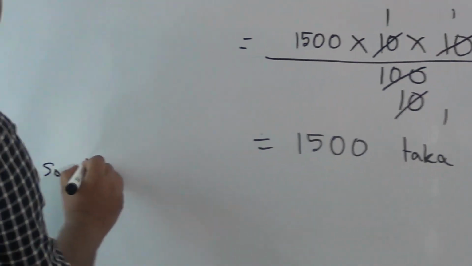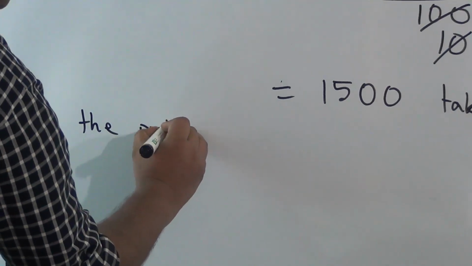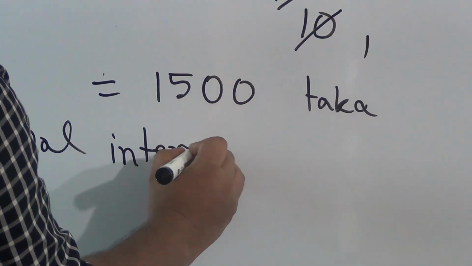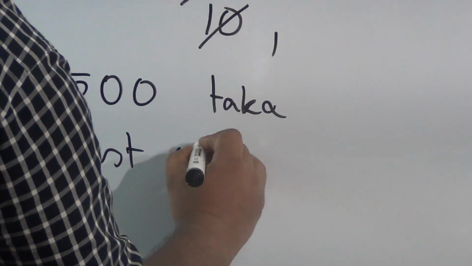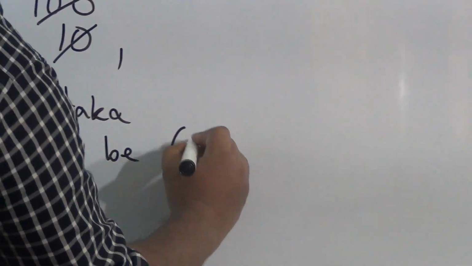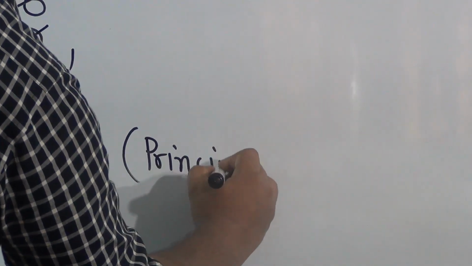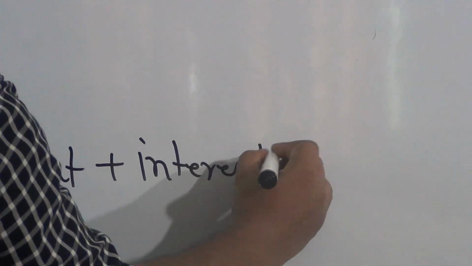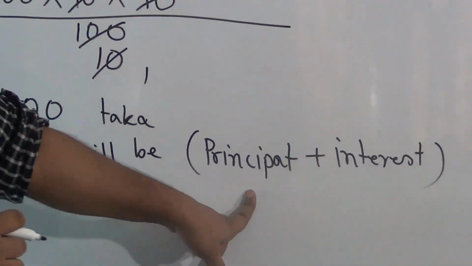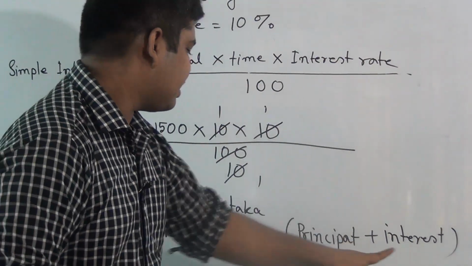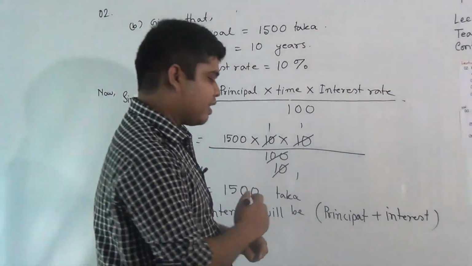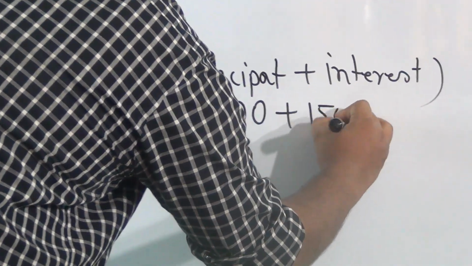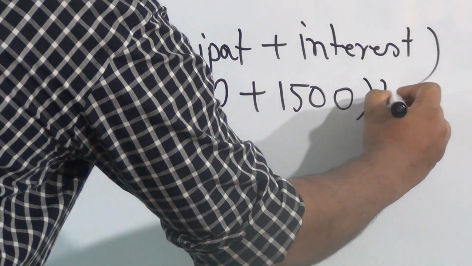So the principal interest will be principal plus interest. My dear students, principal 1500 টাকা, interest 1500 টাকা. Now we put the value. So here 1500 plus 1500 টাকা.